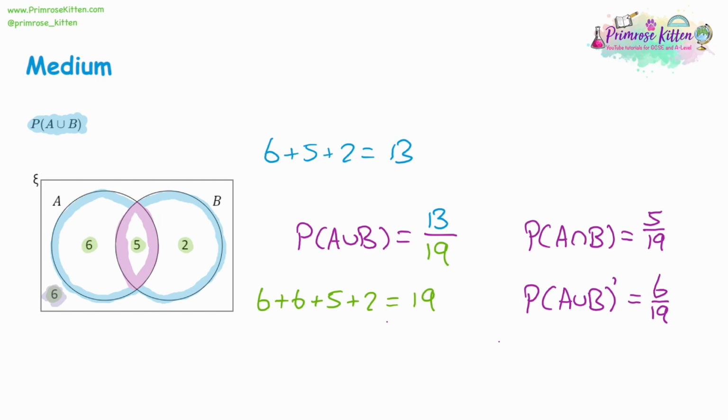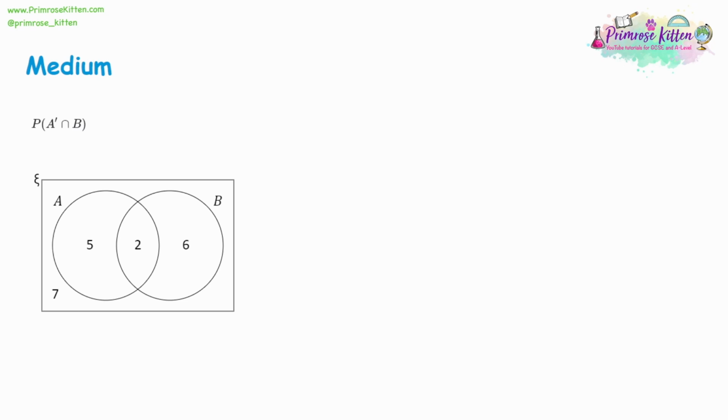Next, we've got the intersection of not A and B. So it might be helpful to look at these one at a time. So not A is everything outside of circle A. So let's highlight what we've got. We've got the 7, that's outside of circle A, and we've got the 6. Next, we want to highlight B. So we do want things inside of circle B. So we've got the 2, and we've also got the 6.